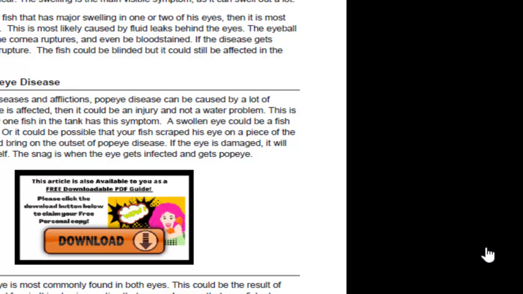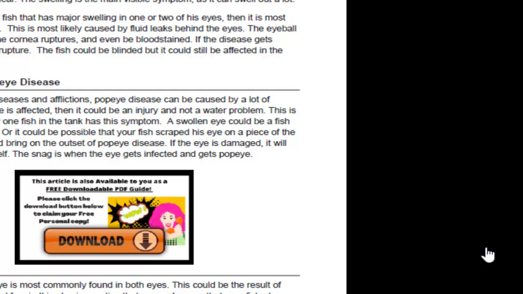It has a real name, Popeye fish, of exophthalmia. This is when the eye becomes inflamed, irritated, and blows up. It could be cloudy, red, or clear, and swelling is the most normal thing. It's most likely Popeye disease, which is caused by fluid leaking behind the eyes. It could even rupture the cornea, which makes the fish blind in that eye and blood-stained. With so many betta diseases, there are so many different causes and afflictions, so it could actually just be an injury.